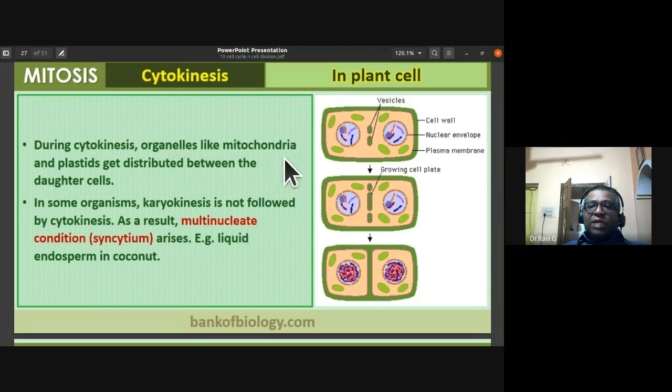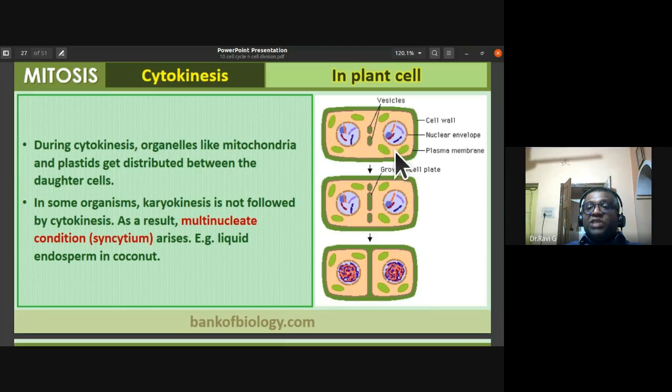So during cytokinesis, especially in plant cells, organelles like mitochondria and plastids get distributed between the daughter cells. In some organisms, karyokinesis is not followed by cytokinesis. As a result, multinucleate condition arises, because after the division of the nucleus there is no formation of a cross wall.